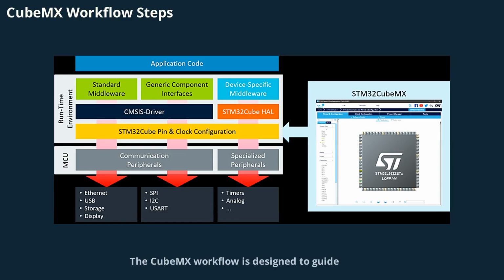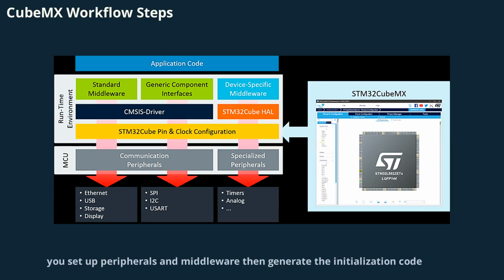The CubeMX workflow is designed to guide you through every stage of project setup. It starts with device selection, followed by pin and clock configuration. Next, you set up peripherals and middleware, then generate the initialization code. Finally, you export the project to your preferred IDE. This structured approach ensures that all hardware and software components are correctly configured before you start coding your application logic. Let's walk through each step to understand how CubeMX accelerates firmware development.